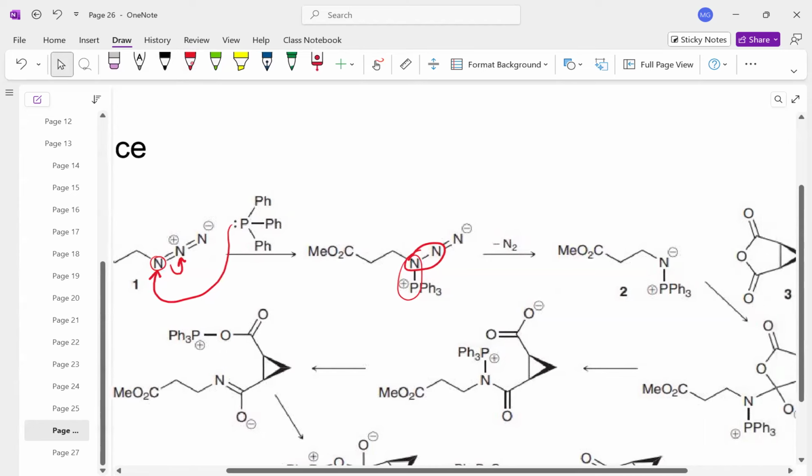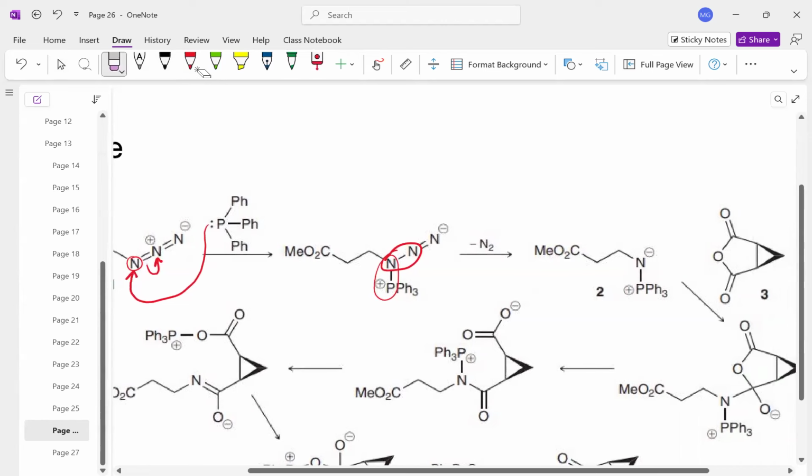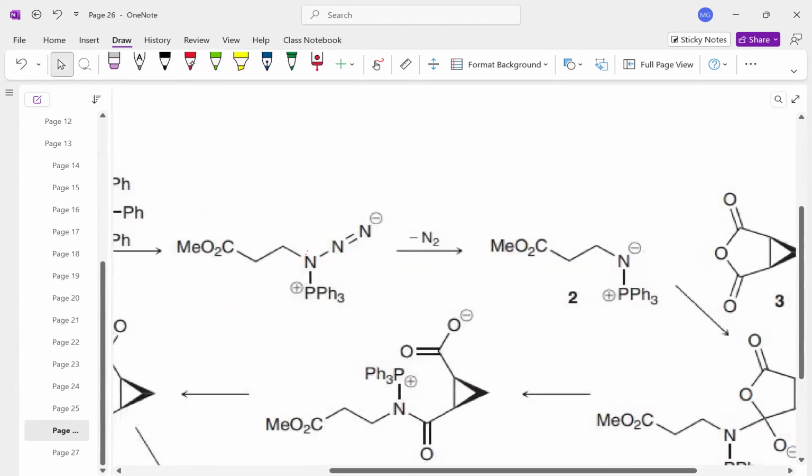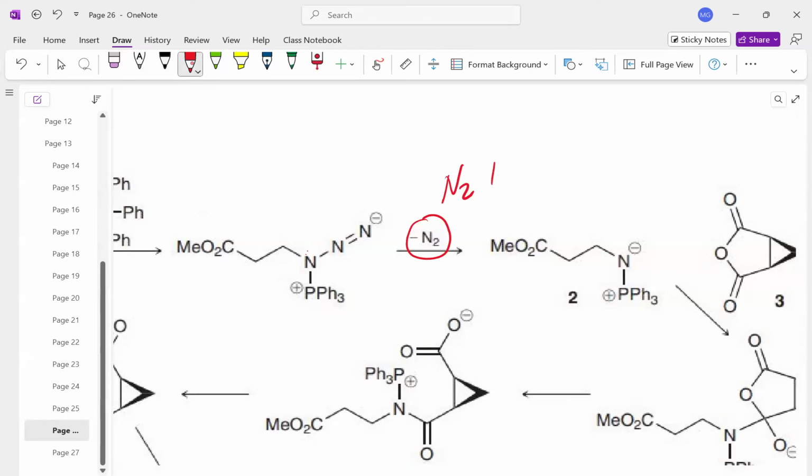Okay, so let's look at the next step. Let's address what happened here. What this above the reaction arrow is saying is it's kind of clueing into what's happening: diatomic nitrogen left. That minus N2 is saying it's subtracted out of the problem.